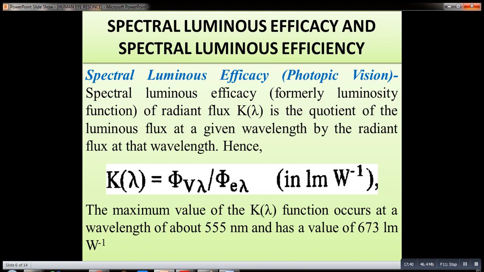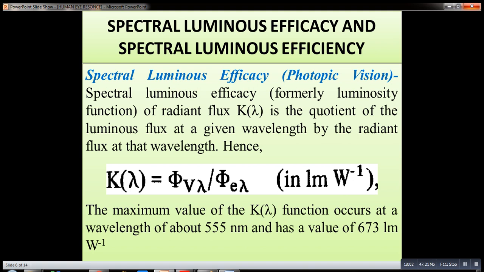Luminous efficacy is a measure of how well a light source produces visible light. It is the ratio of luminous flux to power. What is the meaning of luminous flux? Luminous flux, or luminous power.